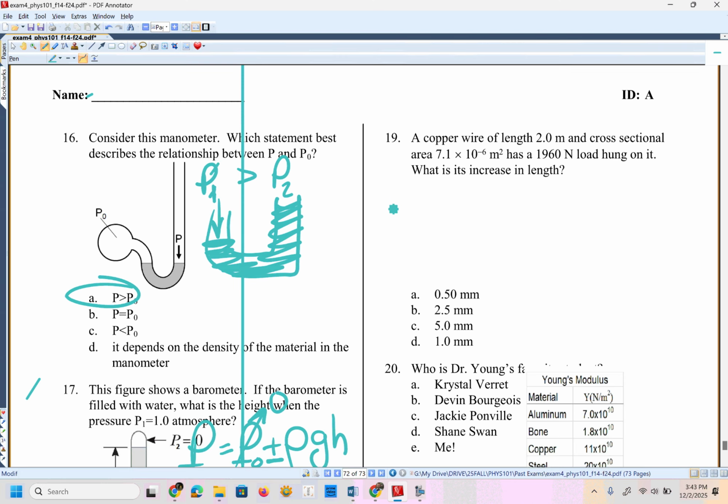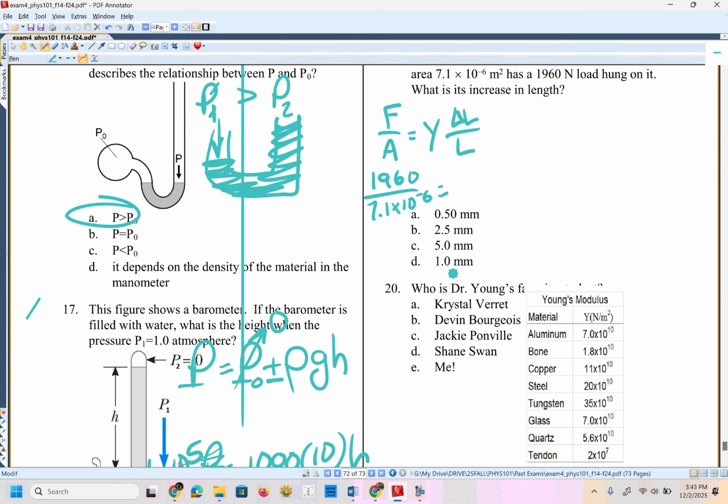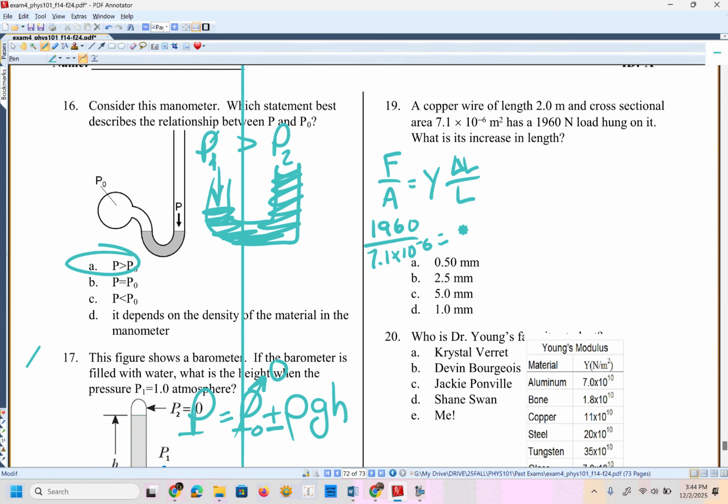So I know that F over A is equal to Y times delta L over L. And I give you all these things. 1960 over A, which is 7.1 times 10 to the minus 6, is equal to Y. This is for copper. Oh, look, I have it right here: 11 times 10 to the 10th. It will not be on the same page, that Young's modulus. It will be on your equation sheet. So just beware that you're going to use those tables quite a few times. And then delta L is what I'm looking for. That's the increase in length. And then the length is 2 meters.